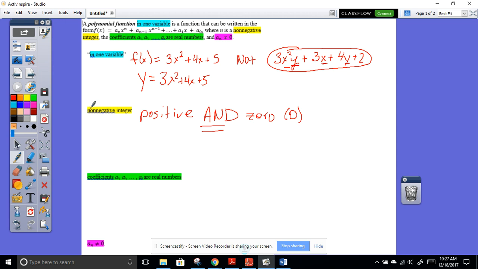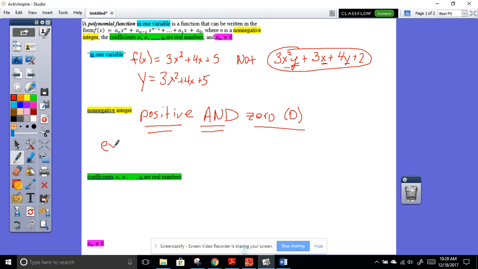Okay, so they have to say non-negative because non-negative integers are positive integers and 0. So that means that the exponent up here can be a 0. As a matter of fact, we'll talk about that when we get right here. Okay, so that's telling us that this is a very important piece of what a polynomial is.